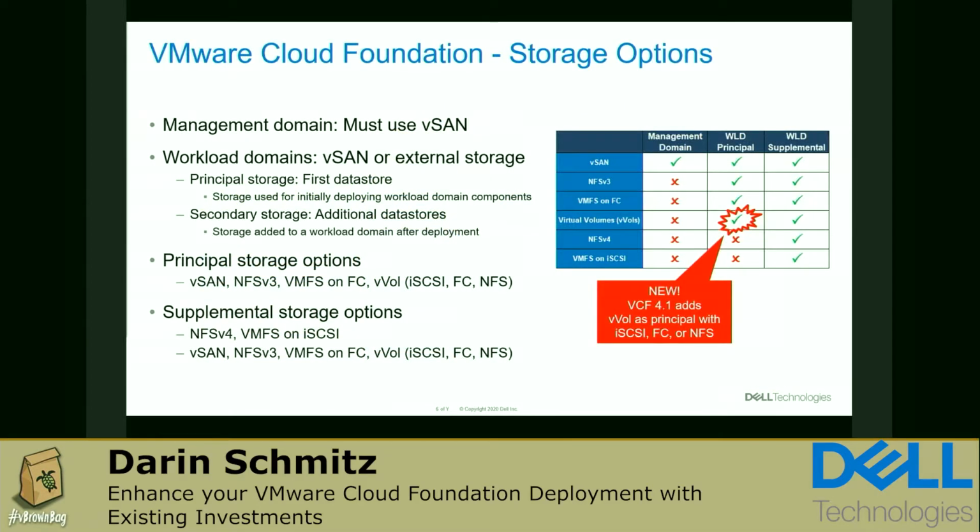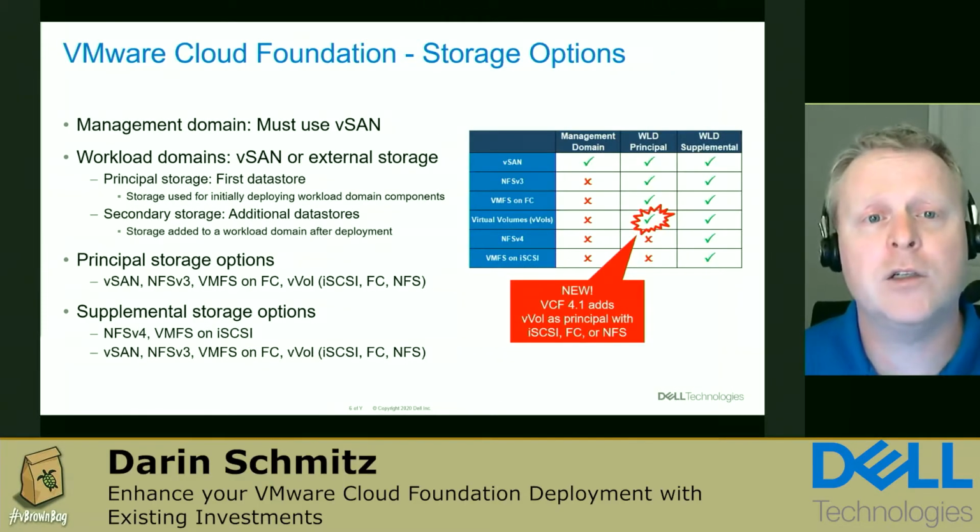So let's look at some of the storage options. As I said, the first 4 servers, the management domain, have to use vSAN. The vCenter is everything that gets rolled onto that. It's mandated that the management domain is backed by vSAN. However, the workload domains that I was just talking about can either use vSAN or external storage.